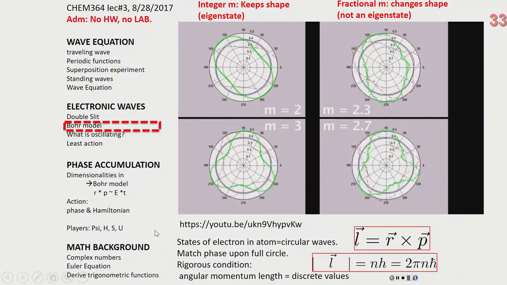You see the shape didn't change, which indicates that it was an eigenstate. And here it was changing not only orientation according to angle, but the shape. So it's not forbidden. You can use fractional m, but then it will not be an eigenstate. Non-eigenstates are in fact superpositions of eigenstates, as we considered before.